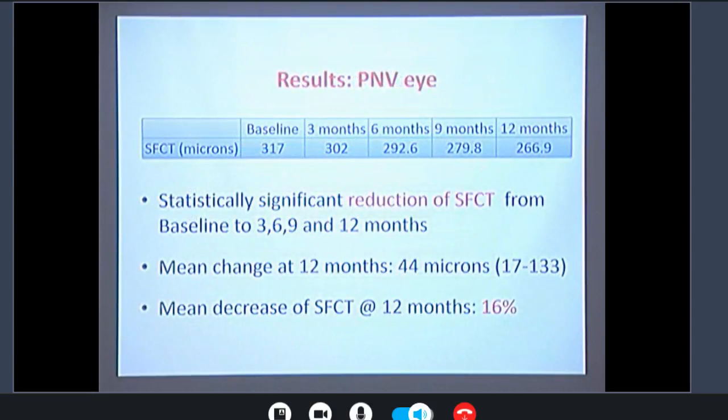But let's look at the choroidal thickness of the group with the disease, pachychoroid neovasculopathy. We started with a thick choroid. As I told you, a choroid of more than 300 microns is called a thick choroid, okay? So the baseline for the group is 317 microns. And during the study, we achieved a reduction of the subfoveal choroidal thickness in the patients, and it was statistically significant. The mean change of choroidal thickness during the 12 months was 44 microns, which means a decrease of about 16% of the subfoveal choroidal thickness.